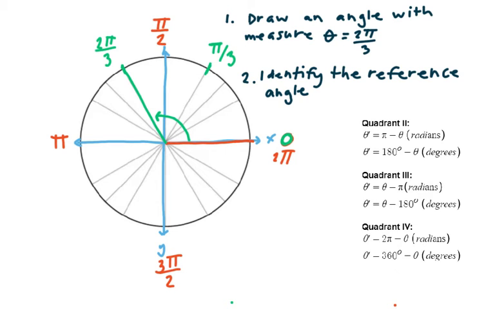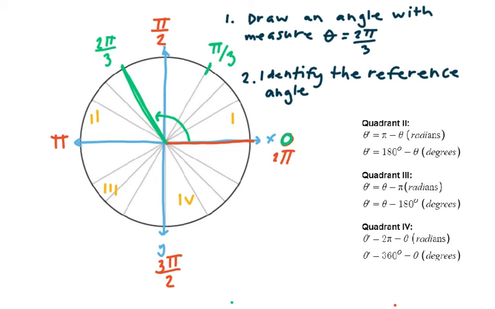To determine the reference angle, we first need to determine which quadrant the terminal side of our angle is in. So our quadrants never change. We're always going to have quadrant 1, quadrant 2, quadrant 3, and quadrant 4. And the way that I remember this is it's a C. We start in quadrant 1, and then we go counterclockwise, and we create a C. So the terminal side of our angle here is in quadrant 2.